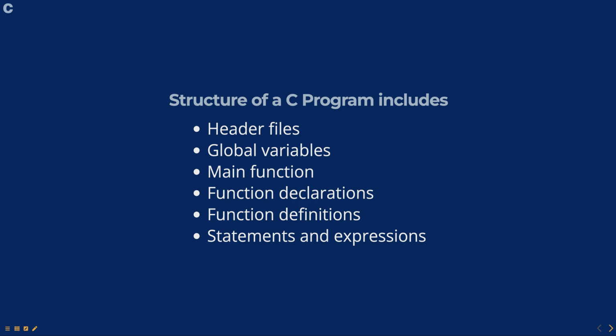Function declarations. These are the prototypes of functions that are used in the program. They typically include the return type, function name, and parameter list. Function definitions. These are the actual implementation of the functions declared in the function declaration. Statements and expressions. These are the instructions and operations that are executed by the program.